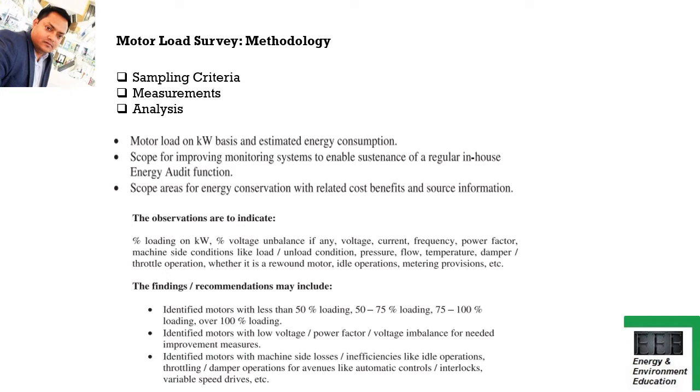Scope for improving monitoring systems. Then, once you analyze it, you get the idea whether the motor is functioning well or not, whether it is consuming more power than it should, or if it is underloaded or overloaded. Then you do the entire analysis and give the improvement measures: whether you should remove the motor, replace the motor, or do any such activity where the motor life can be increased.